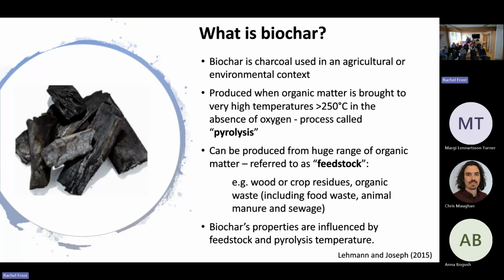So the feedstock, the material the biochar is made from, influences the properties of the biochar. So the feedstock and pyrolysis temperature cause a big change in the material. And biochar usually has quite a high pH compared to the underlying feedstock. And it also has a structure made up of millions of nanoscopic pores. And those features are really important for how it interacts in soils.